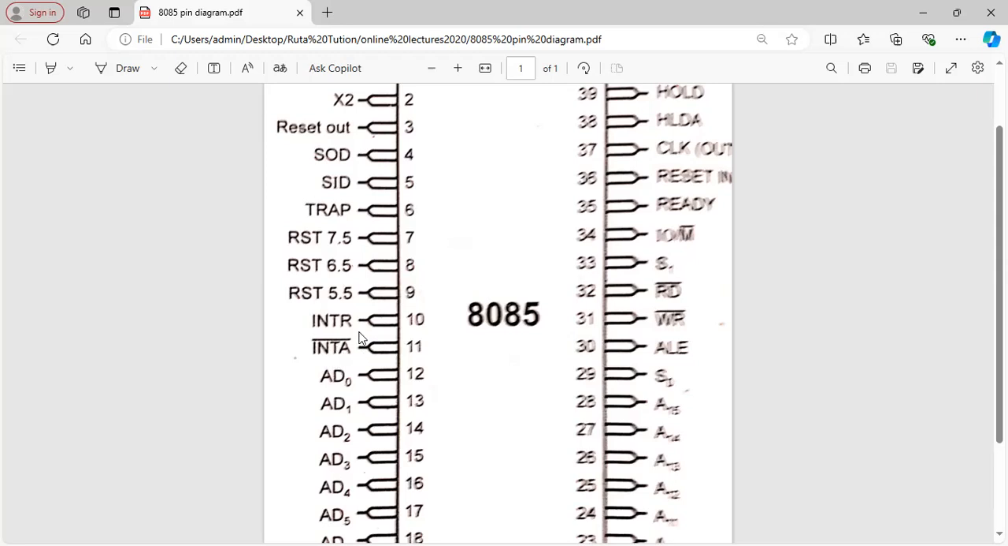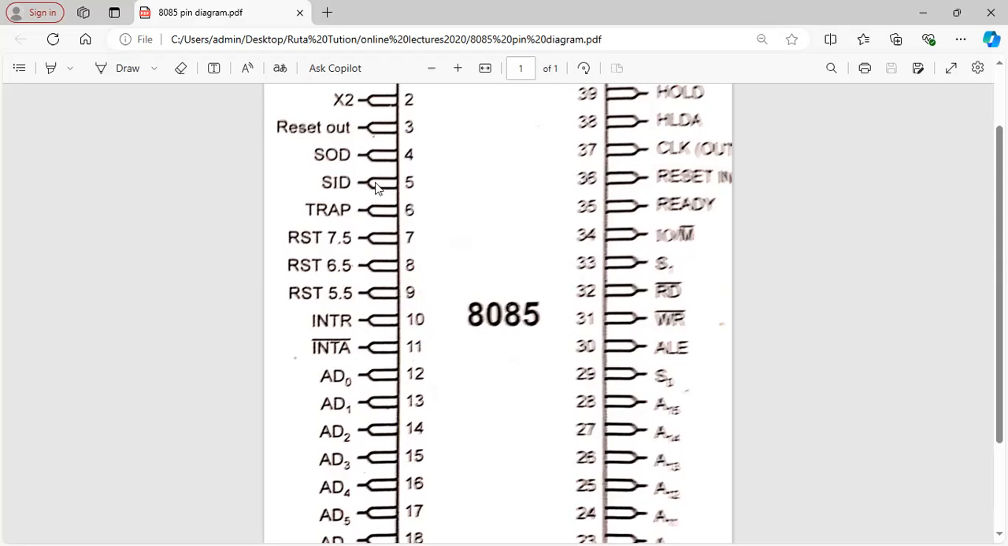The signal which has a bar on it does its work when it is low, right? If that signal is low, then that particular work will be done. So the interrupt will be acknowledged by the microprocessor when INTA bar is low. Okay, so the interrupt is acknowledged by the microprocessor and it sends a low signal on INTA bar.